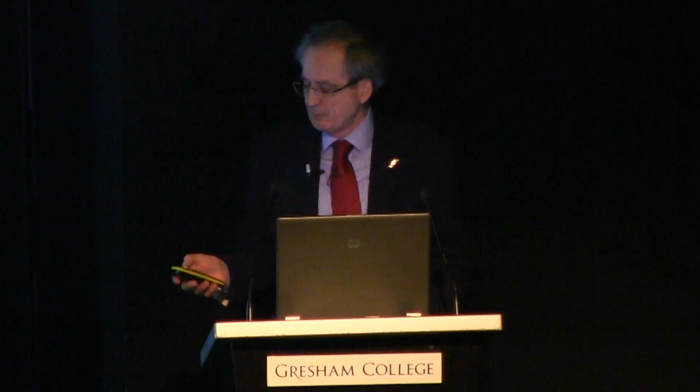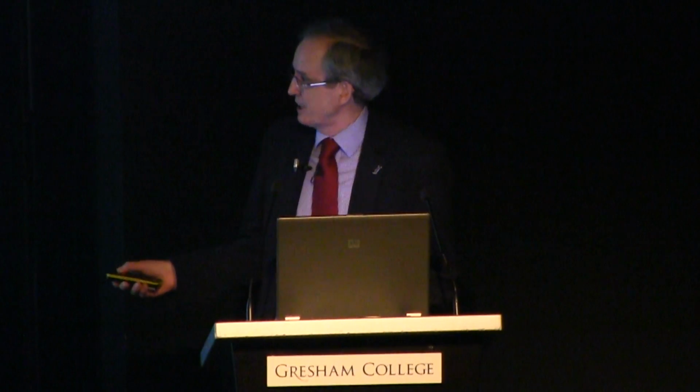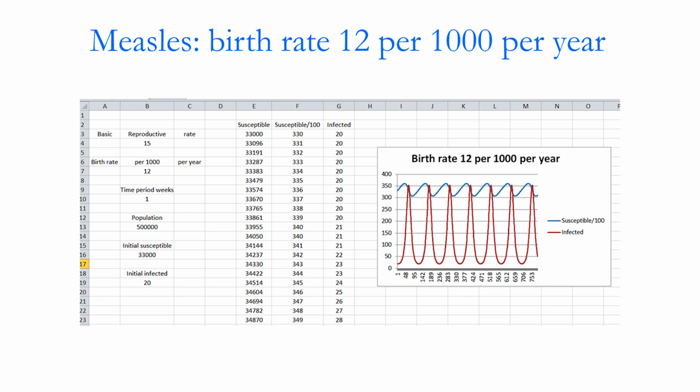And what we get then, if we plot a graph of the number susceptible in blue, in order to get them both living on the same scale, what I've done is not to plot the actual number of susceptible, but the number of susceptible divided by 100. It was just to bring it down so that you could see both of them together.